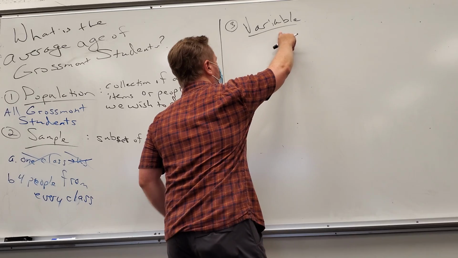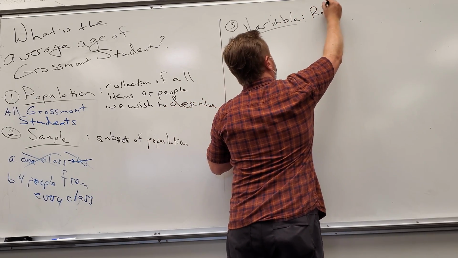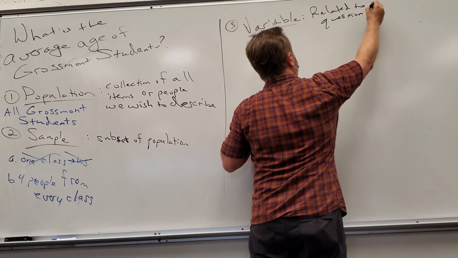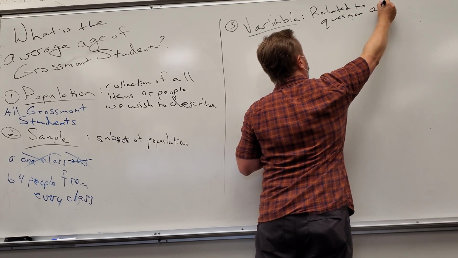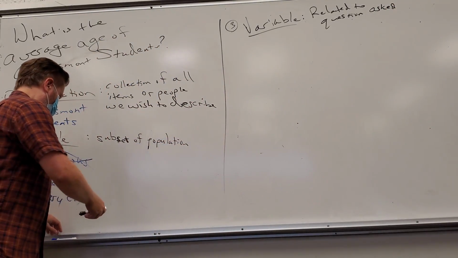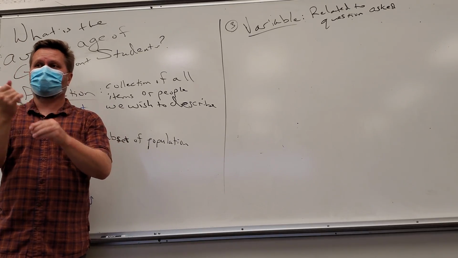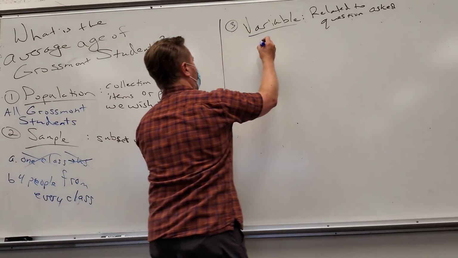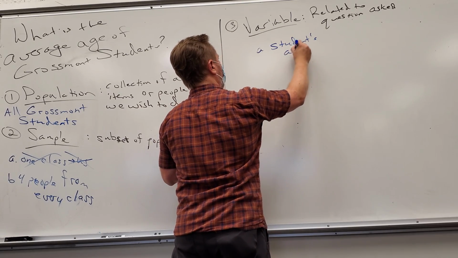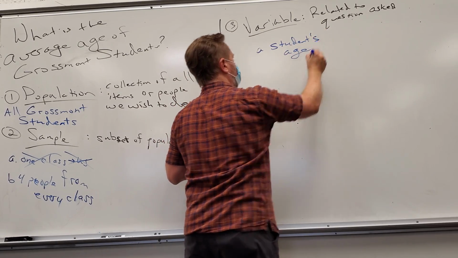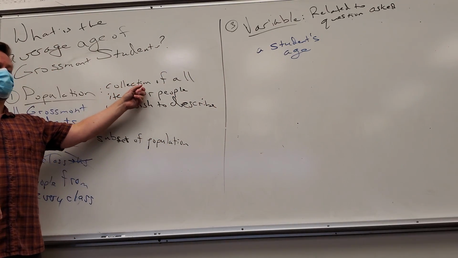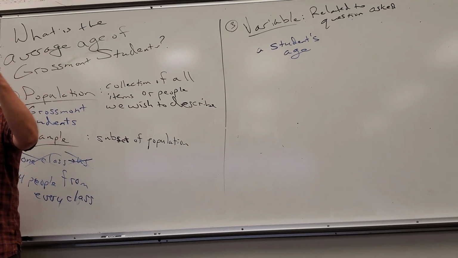So the variable is related to the question asked. So what specifically would the question be that we would ask? What we ask each person. How old are you? Yes, we ask how old are you, their age. So the variable would be a student's age. I'm pretty sure you guys have all picked up on my attempted color scheme here, right? Black is a definition, blue is the specific for the situation. Okay.